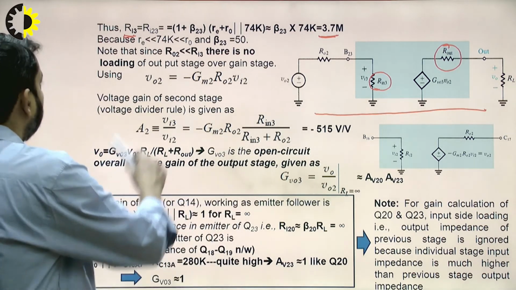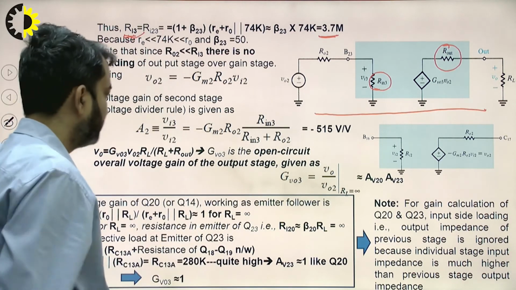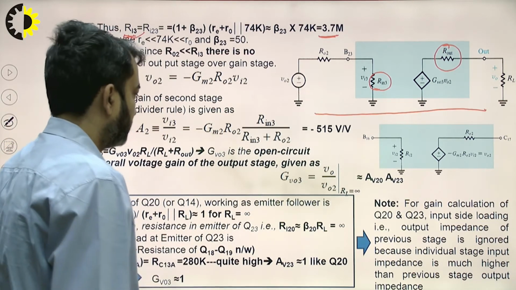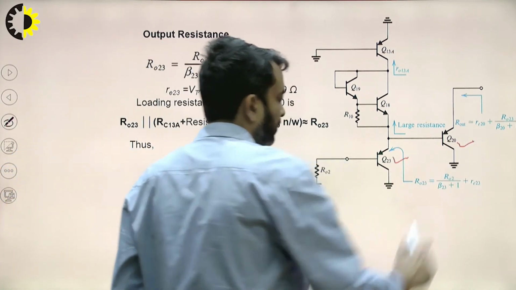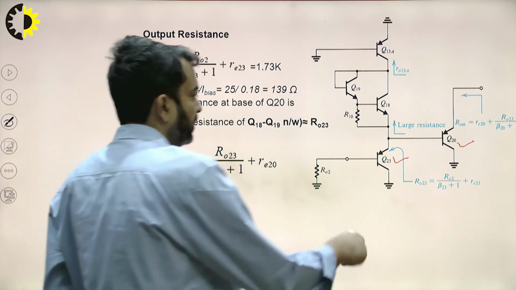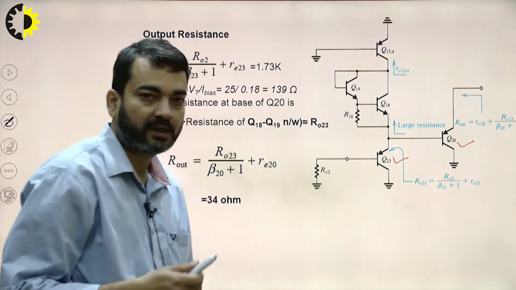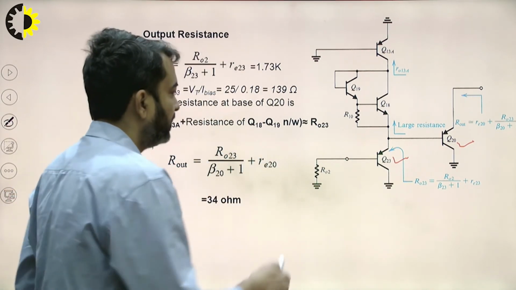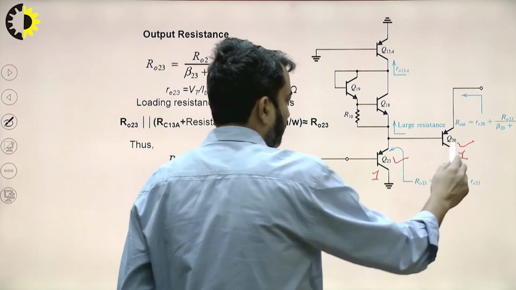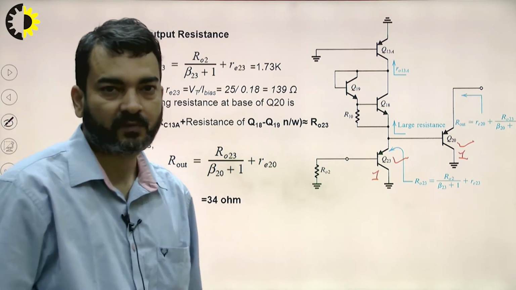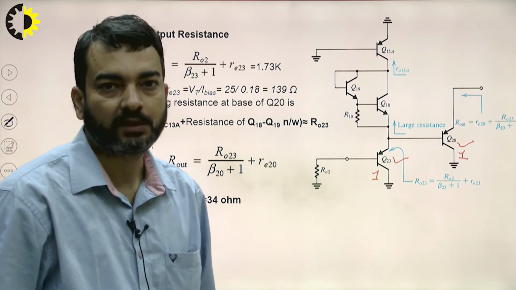So here we have calculated Ri3, and since these two are in emitter follower mode, since we have Ri3 very high, we will say the approximate voltage gain for this stage is 1. So both are cascaded, so net gain will be approximately 1.